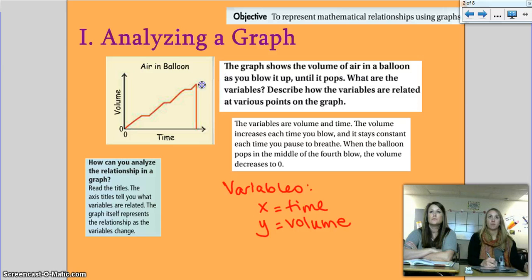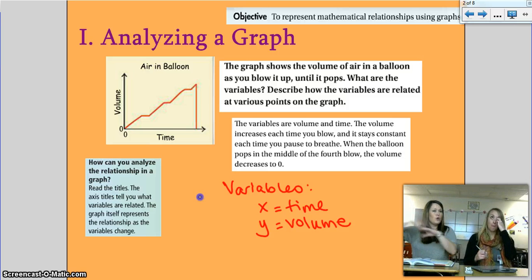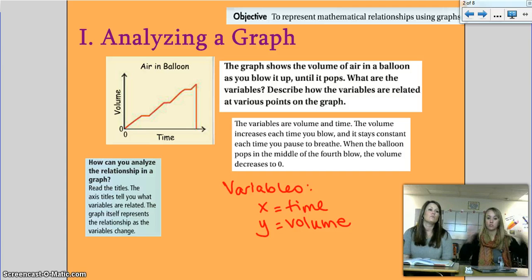Okay? Yeah. And then what happens here, Rich? Well, okay, so I blow, blow, blow, blow, blow, and then it's too big. Everything stops, time stops, the whole relationship is over because the balloon has popped. You got it. So can you tell if the balloon popped in the middle of a breath or in the middle of me blowing into the balloon? Well, based on what the graph looks like, it's increasing and pops.